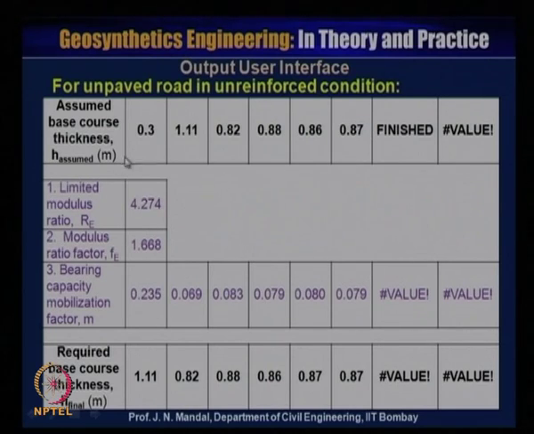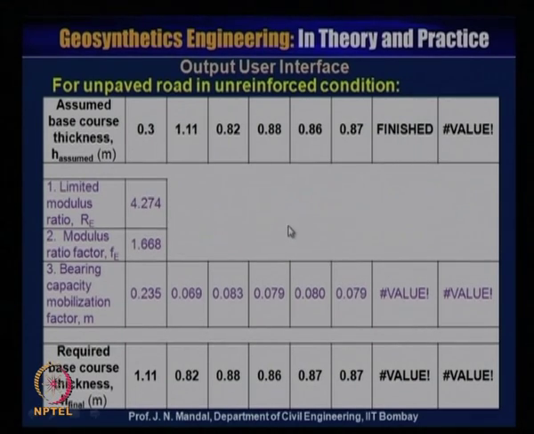You can see it is gradually increasing, then it stabilizes when it matches 0.87 and 0.87. You can gradually see that this is the end, then it is finished. So by iteration you have to check that the value on the left should match the value on the right. So you can see for the unreinforced case this value will be 0.87. Therefore we can say that the thickness of the unpaved road in the unreinforced case will be 0.87 meter.